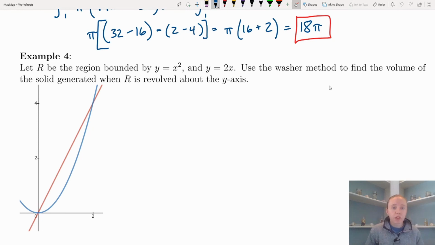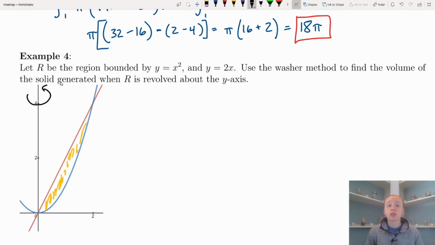So in example 4, we're going to let R be the region bounded by y equals x squared, which is this blue function pictured, and y equals 2x. So if that's our region R, I'll go ahead and shade this in yellow. We're going to be revolving that using the washer method around the y-axis. So we're going around this axis now.